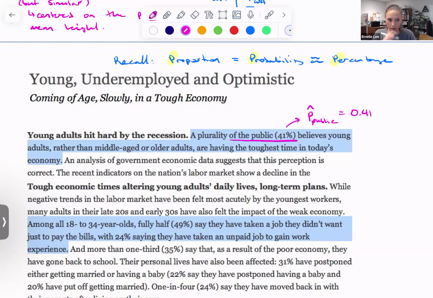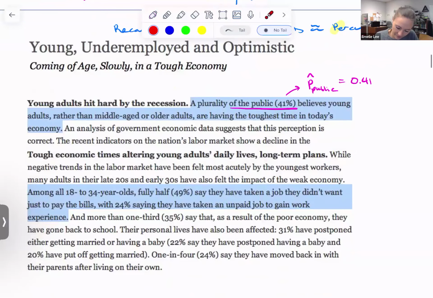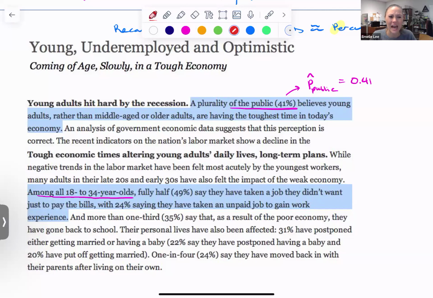Okay? It's my best guess at how the public feels. Right? Now, skipping to the next highlighted part, among all 18 to 34-year-olds, so of all these 18 to 34-year-olds, and this is where I don't like "fully half, 49%," that doesn't make sense. So I'm just going to replace it with approximately half. I just find it so grinding. Fully half, 49%. This makes sense. But that's just me.